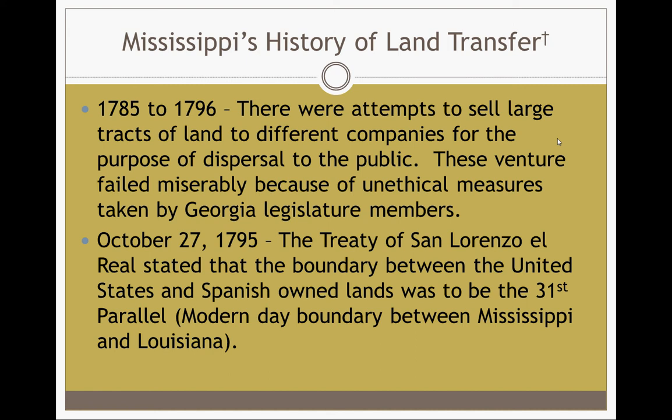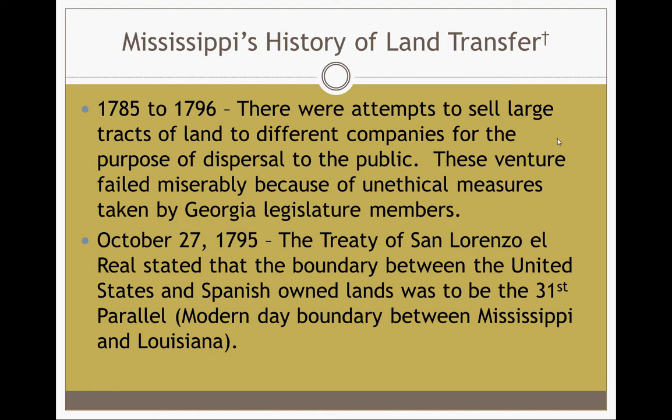There were other attempts between 1785 and 1796 to sell large pieces of land. One of these was the Yazoo Company tried to buy a large portion of Mississippi and call it the state of Yazoo. Didn't work out real well for them. And these all happened between 1785 and 1796. Most of these ventures failed miserably because of unethical measures taken by Georgia legislature members. There's stories that I've read in several textbooks and several history books where the deeds would be signed and dated and everybody be happy until the local people found out, and then the government would have to burn these deeds in public forum. I think it was really interesting how all that happened.